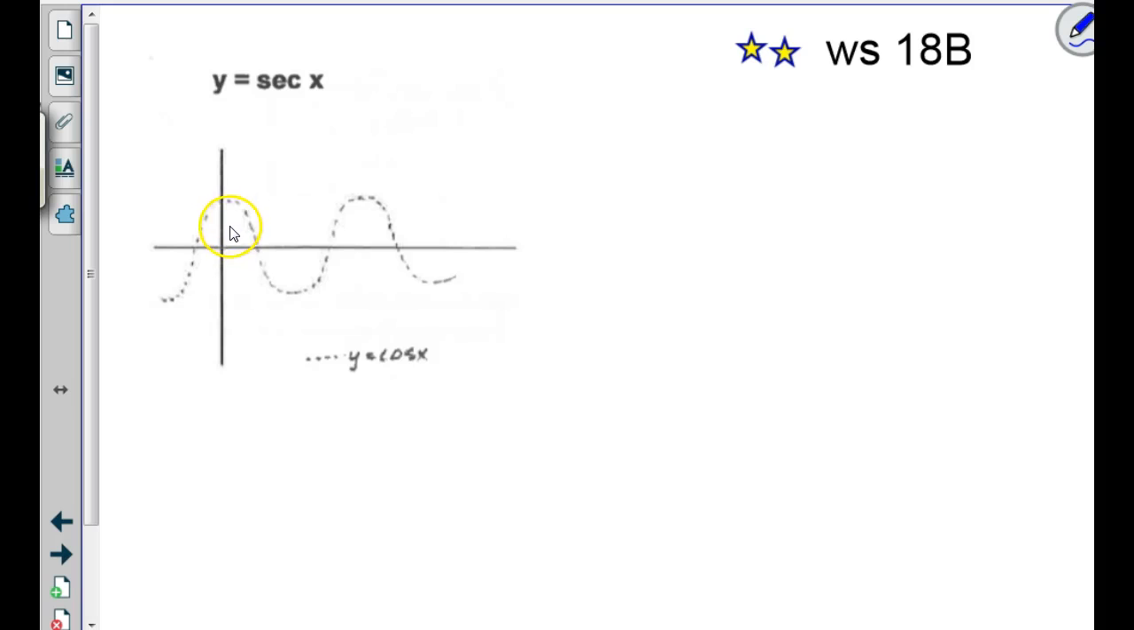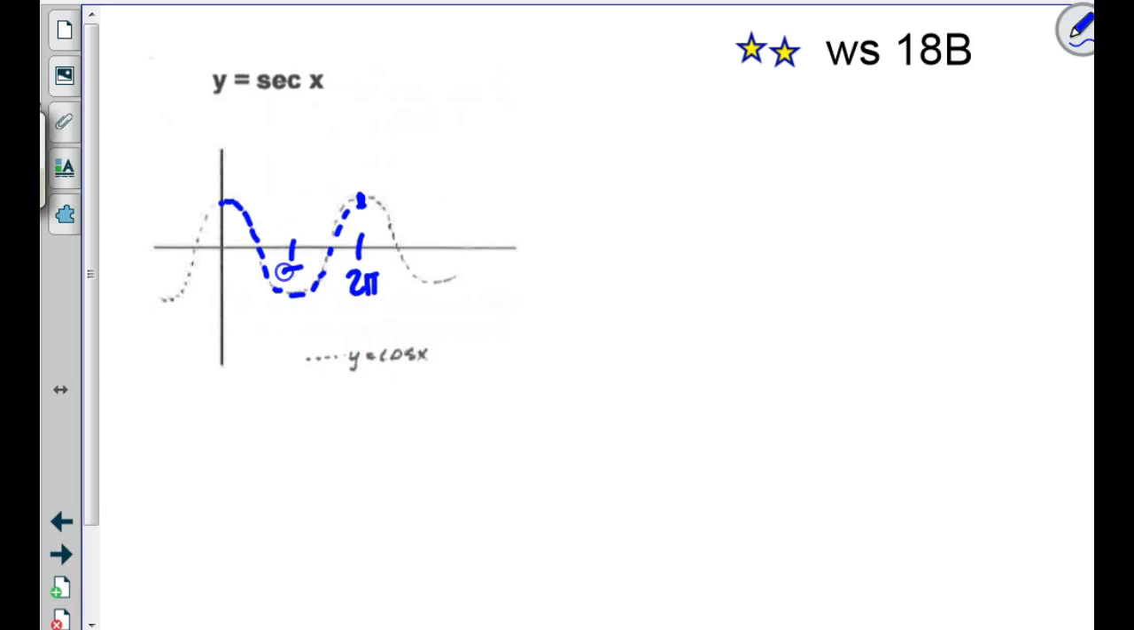Secant is going to do the same thing. Where are the undefined places? I've graphed you a cosine graph. So where do I put 2 pi on this graph? Guys, where's 2 pi? Right. Go up. Go down. Right there. Is that 2 pi? Oh, no. Cosine looks like this, right?